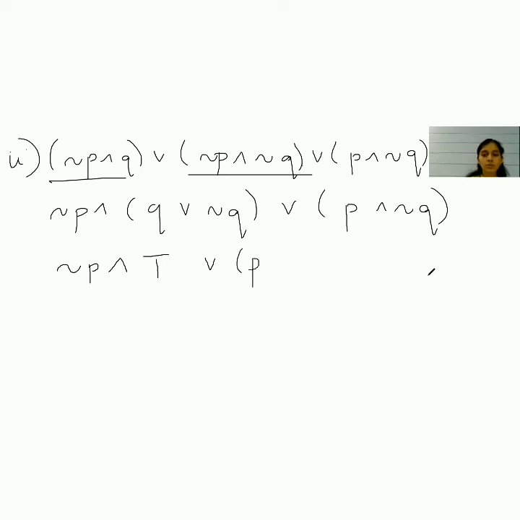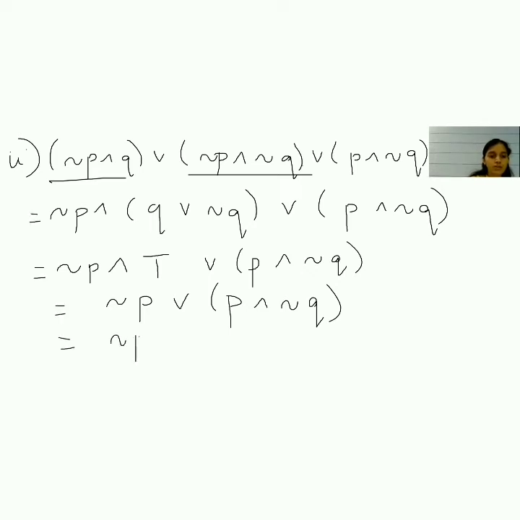Then we write P and negation Q. Now negation P and T will be negation P only, or P and negation Q. Then we'll expand this bracket. So we'll have negation P or P, ANDed with negation P or negation Q.